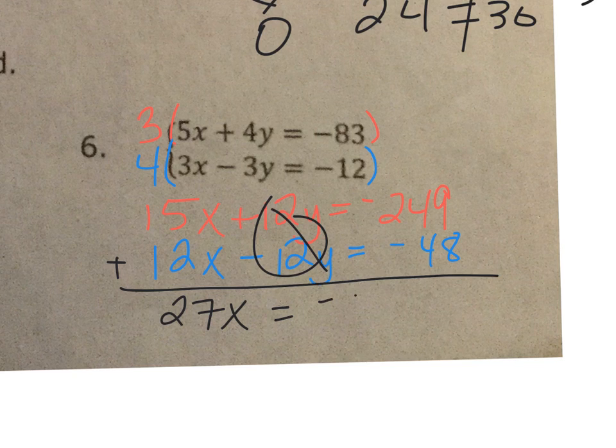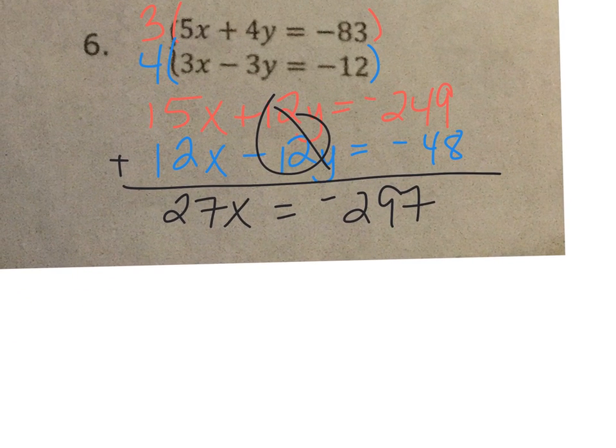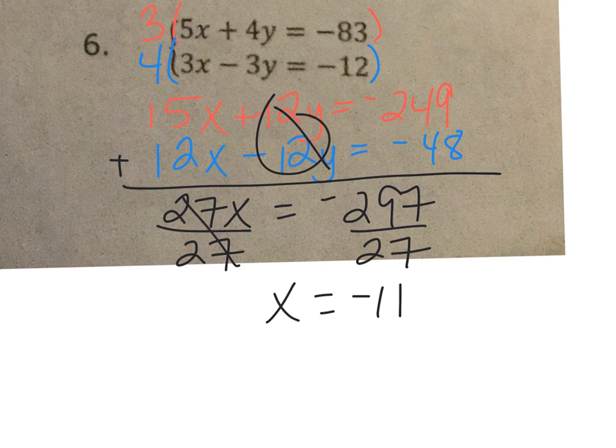Negative 297. Okay, so let me move this up a little bit. And it just so happens that 27 is a factor of 297. So x equals negative 11, and that's our x term.